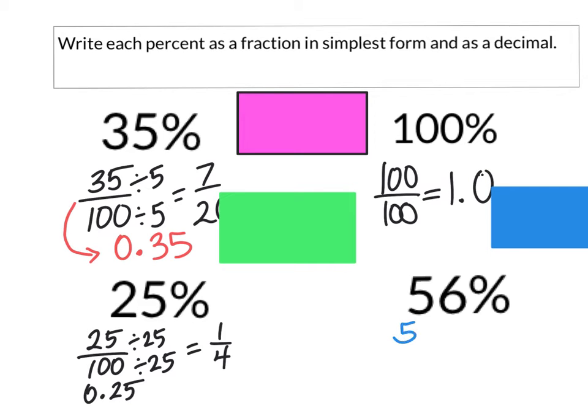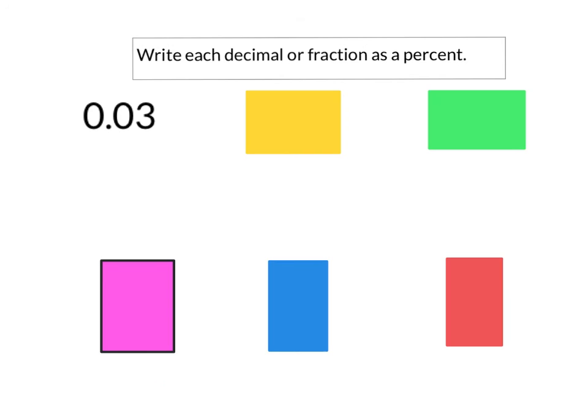56%. So I'm going to first write it as a ratio compared to 100, because percent means per 100. Simplifying by dividing by the greatest common factor. And then again, I can write this as a decimal, if I just read this, 56 hundredths. Here is my decimal, 56 hundredths.